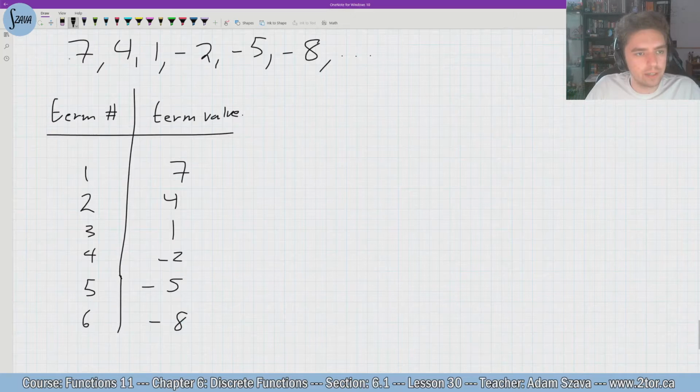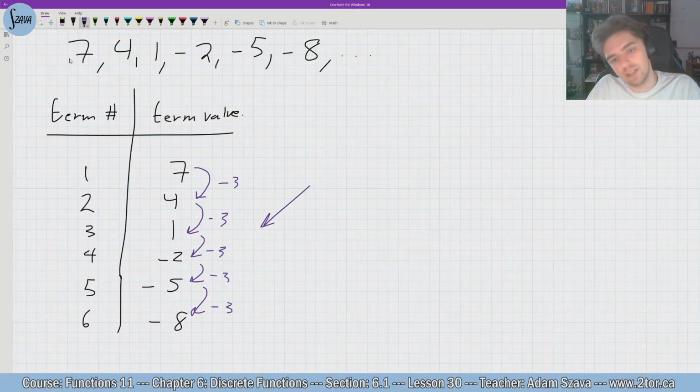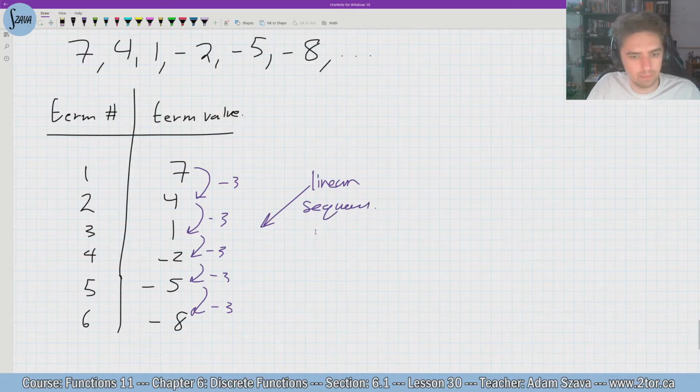Okay, so now we have all these, and I'm going to show you a method to figure this out. First of all, just check: is it going down by the same amount each time? So yeah, we're going down by 3, down by 3, down by 3, down by 3, down by 3. Okay, so we can identify this as a linear sequence, because we're going down by the same amount each time. It's called the first difference. So the first differences are all equal. The first differences are just how much you change each time.